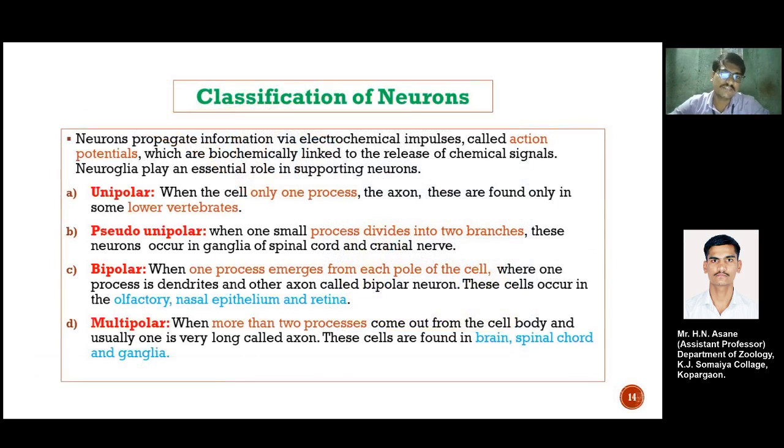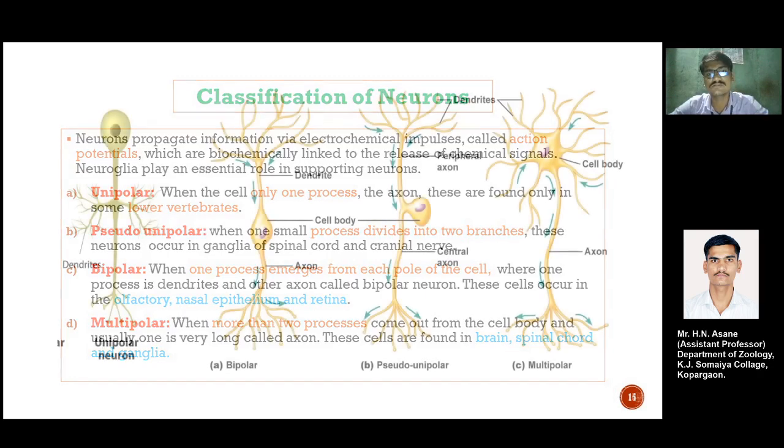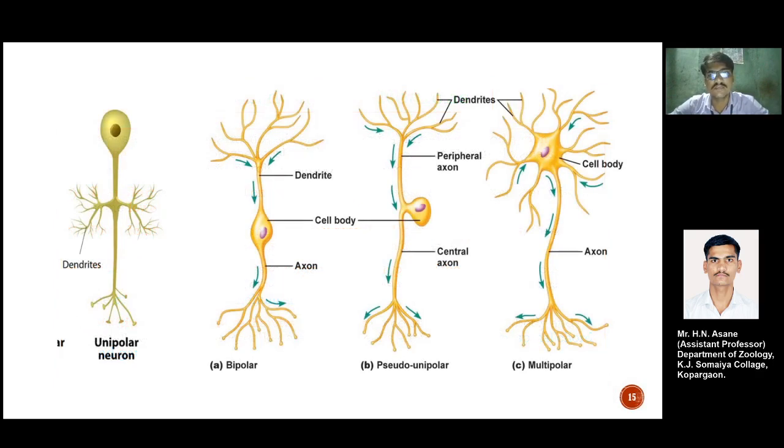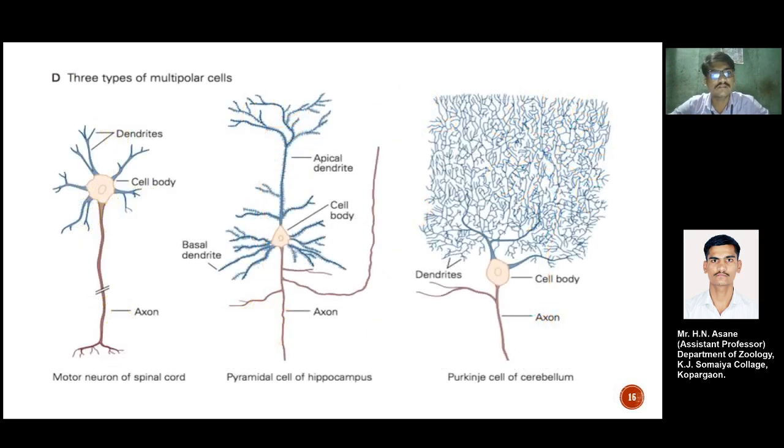In the classification of neurons, we have seen the four types of neurons: unipolar, pseudo-unipolar, bipolar, and multipolar neurons. We have seen their structures, how they look, and we have seen the different types of multipolar cells.